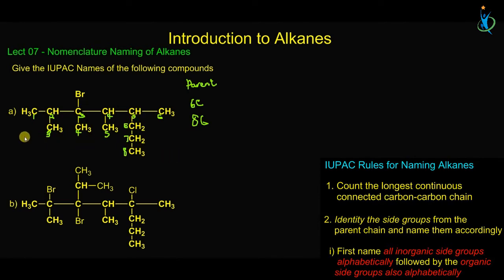Now when you get the 8, that means you are going to get a parent name called octane. Okay, once you've done that, then that is fine. Once you get the parent name, the next is to give the substituent name. So write the substituent name.